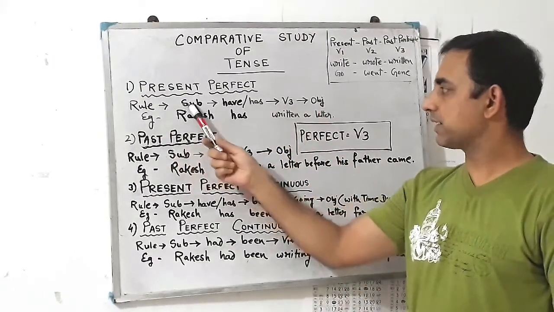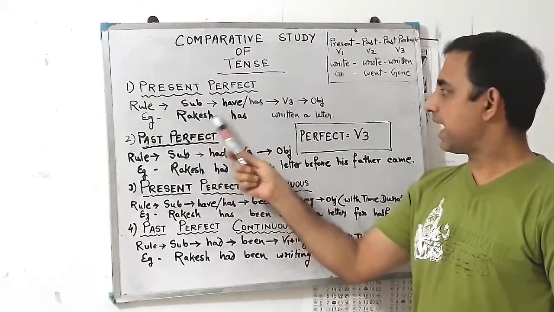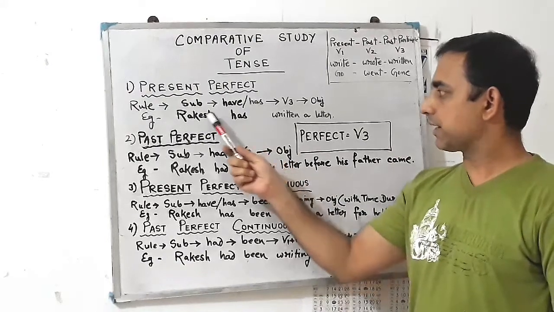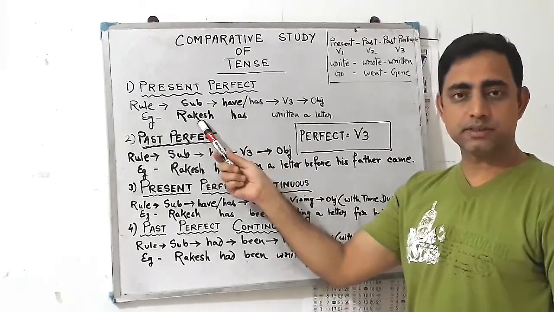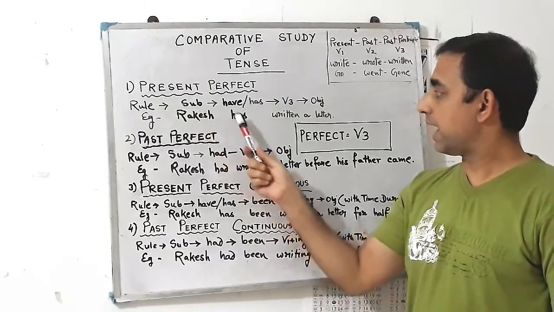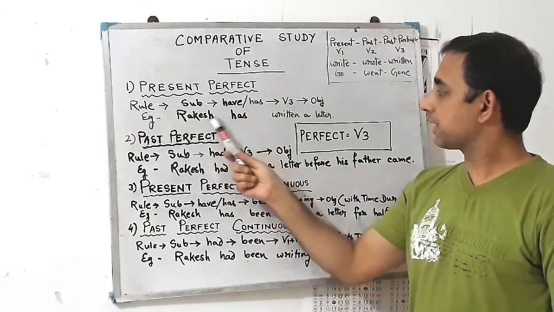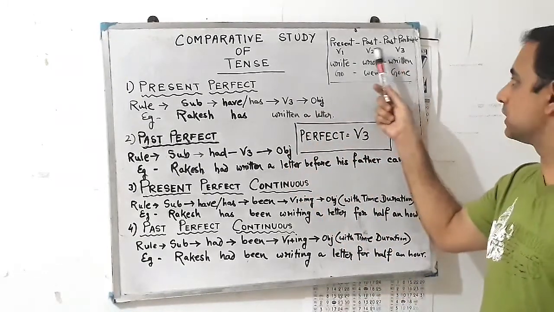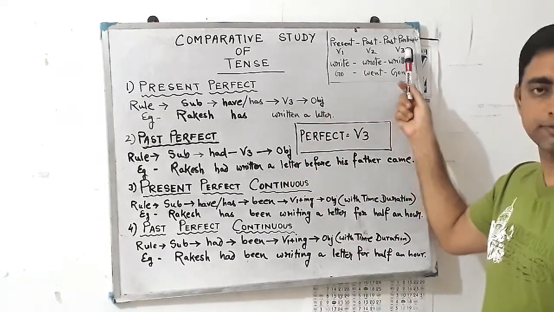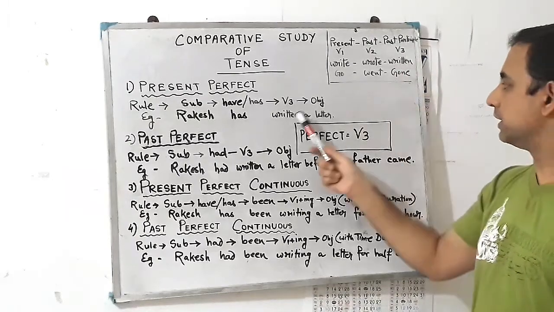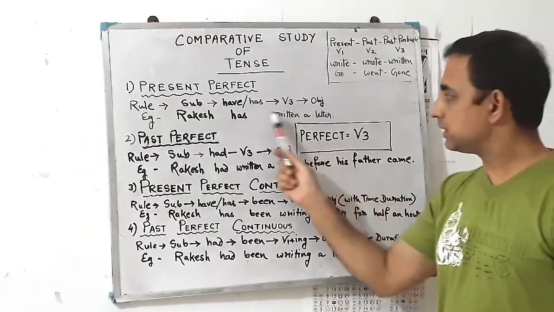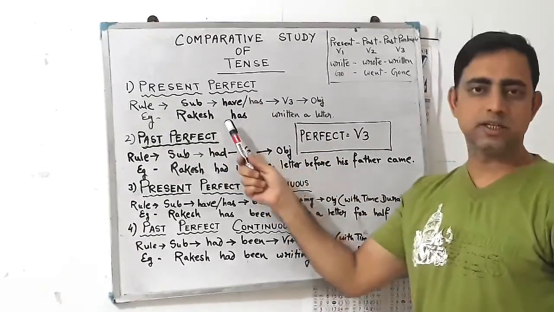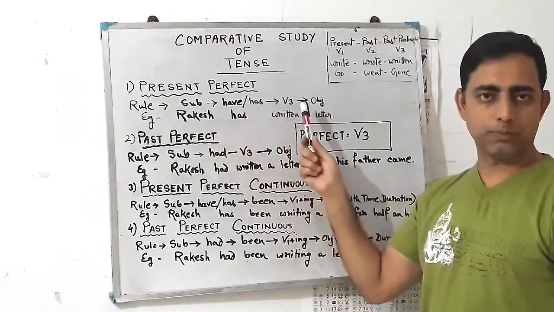For example, Rakesh is the subject here. Then I have written has, because Rakesh as the subject is third person singular number. For that reason has should be written. Rakesh has now written. The third form is, you see, write, wrote, written. The third form of verb is written. Object is a letter. This very sentence is written in present perfect tense, and it has followed this very rule.